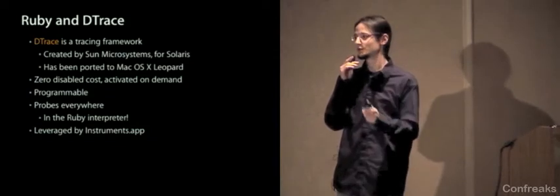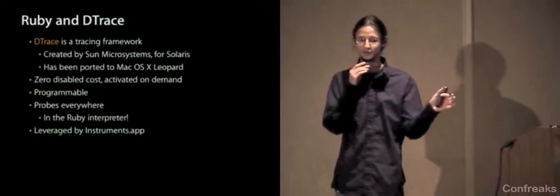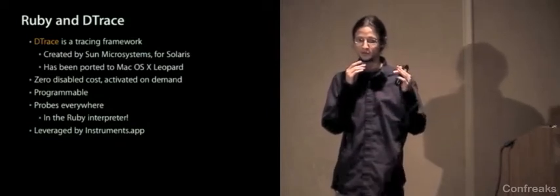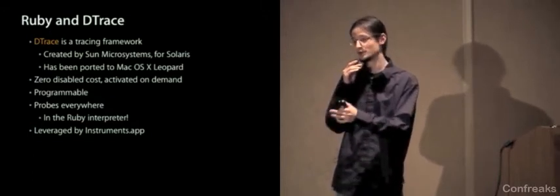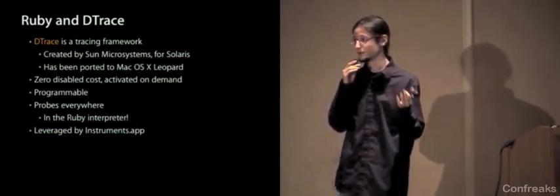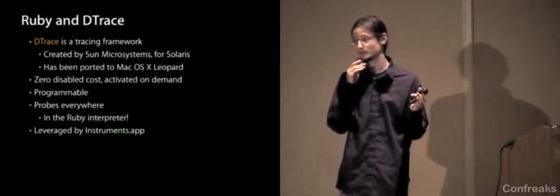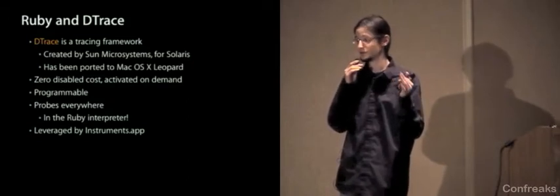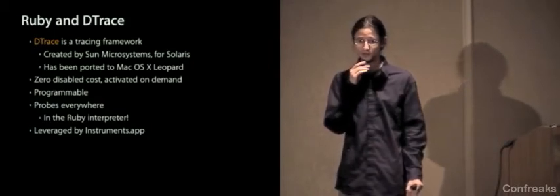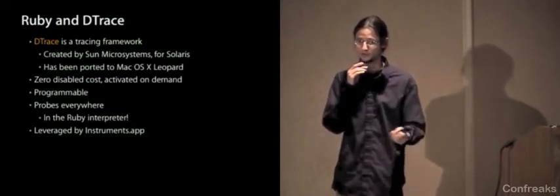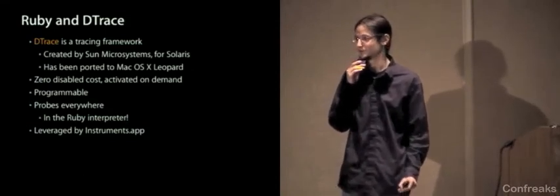And the idea about DTrace is that it's a set of probes that are everywhere in the system, in the kernel, but also in the libc, in Objective-C, in the Cocoa frameworks, in applications, and also in the scripting languages like Ruby. By default, these probes have zero disabled cost. So they cost nothing by default, and they are just activated on demand. And it's programmable. Sun is providing a language called the D language, which is a bit weird to use, and I personally don't like it.